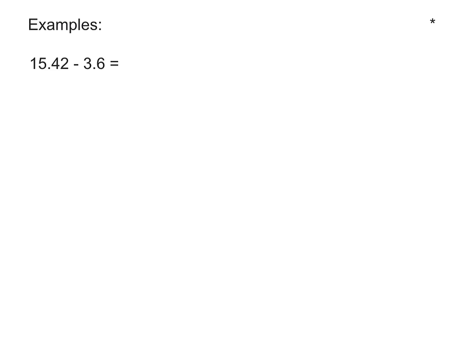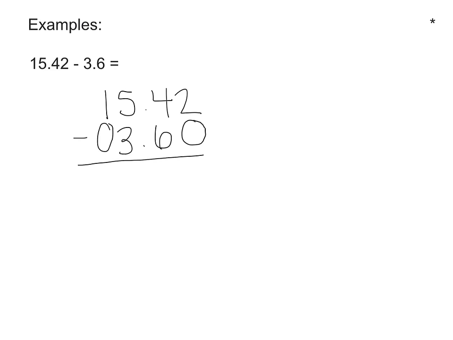The first example we are going to look at is 15 and 42 hundredths minus 3 and 6 tenths. The first step we have to do is rewrite the problem and line up the decimals. The next step would be to add zeros to hold your place value. So I'm going to put a 0 in my hundredths place value and a 0 in my tens place value. The next step is to bring your decimal point down in your answer so you don't forget to put it there at the end. And then we will subtract like normal.